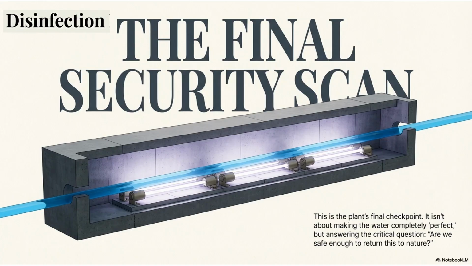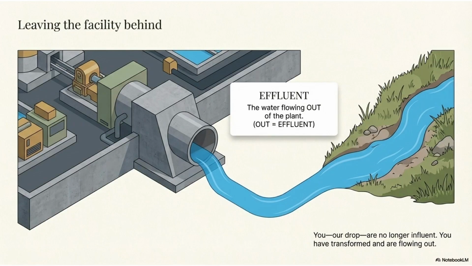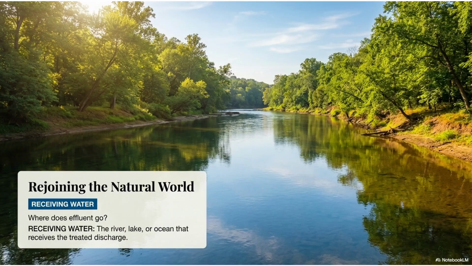Now the drop moves into one last checkpoint. This isn't about making the water perfect, it's about making it safer to release. This stage is often called disinfection. Think of it like a final security scan before exiting the building. Disinfection is the plant's final, "are we safe enough to return this to nature?" moment. Now we introduce our third vocabulary word, effluent. It means the water flowing out of the wastewater treatment plant. You, our drop, are no longer influent. You are now effluent. Visually, out is equal to effluent. And where does effluent go? It goes to the receiving water. That's our fourth vocabulary word. Receiving water simply means the river, lake, or ocean that receives the treated discharge.